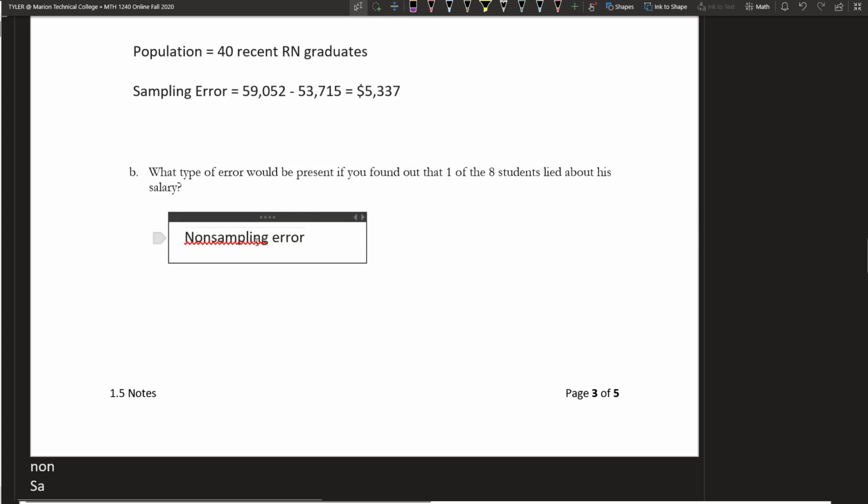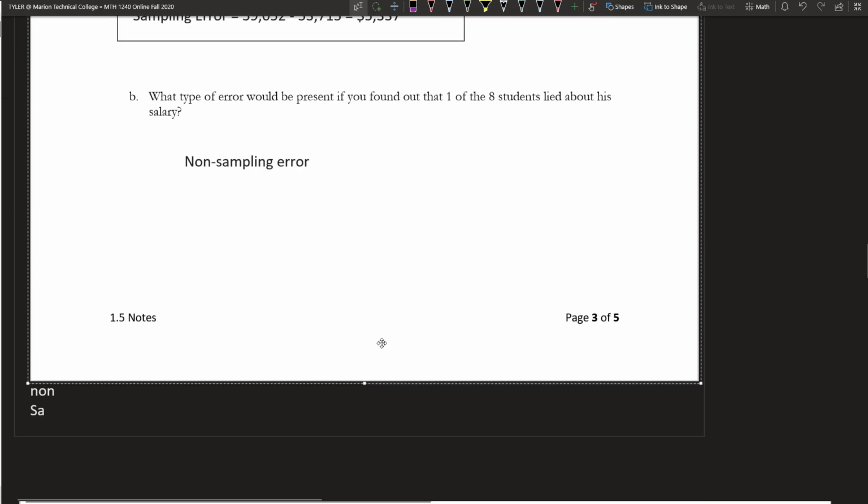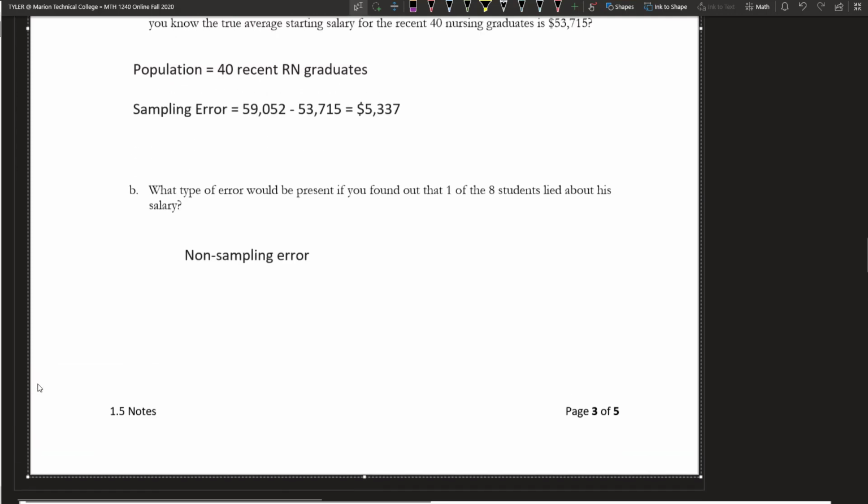Right. So it doesn't like that. I'm just going to put maybe a hyphen, non-sampling error. Let's put a hyphen there. For some reason, it doesn't like that. I think the book spells it non-sampling with no hyphen, all one word, but Microsoft doesn't seem to like that.